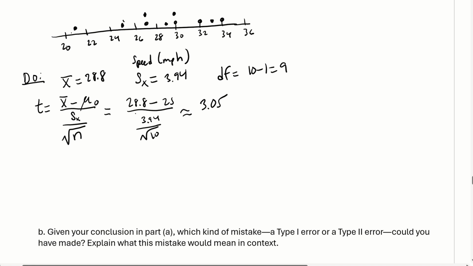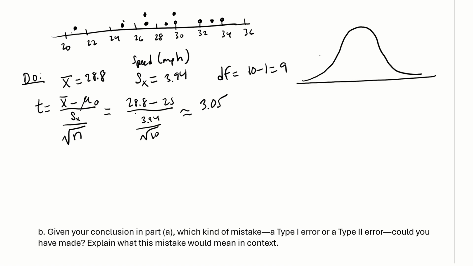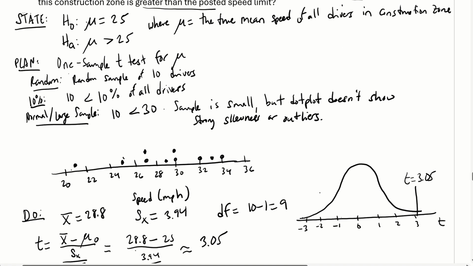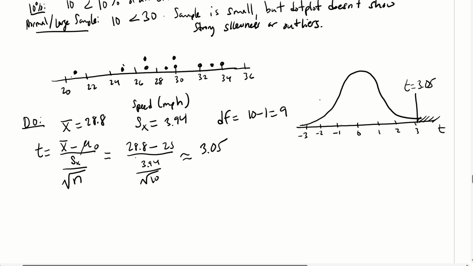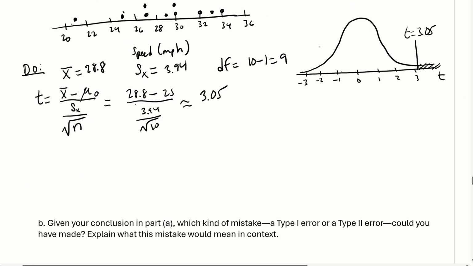All right, so now we got our t-score. Now we're going to draw the graph real quick. So this is my t distribution, and we got t is 3.05. So this is my t value. Now remember, if I go to my test, it's a right-tailed test because it's pointing in the right direction, greater than. Okay, so we're going to shade to the right of that, and we got to find the p-value.